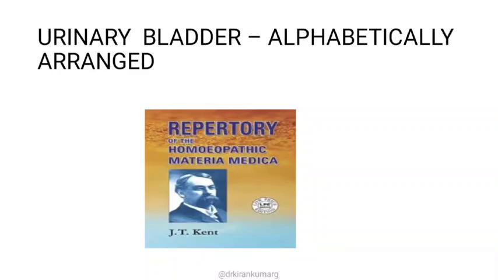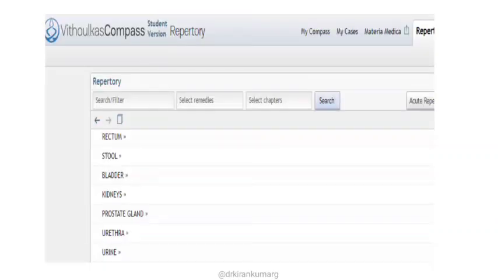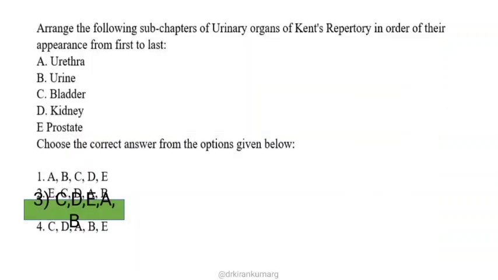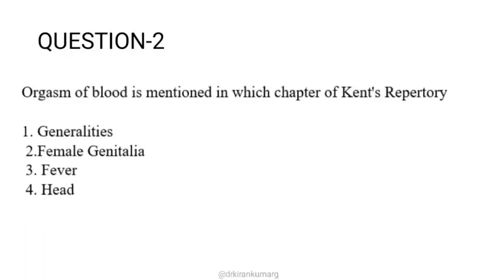Here the question was in what arrangement the urinary organ chapter has been arranged. If you see the repertory, the first is bladder, then kidneys, then prostate gland, then urethra and then urine. So it is alphabetically arranged, and it's quite an easy question to score good marks. The right answer is option C. Okay, so moving on to the next question.